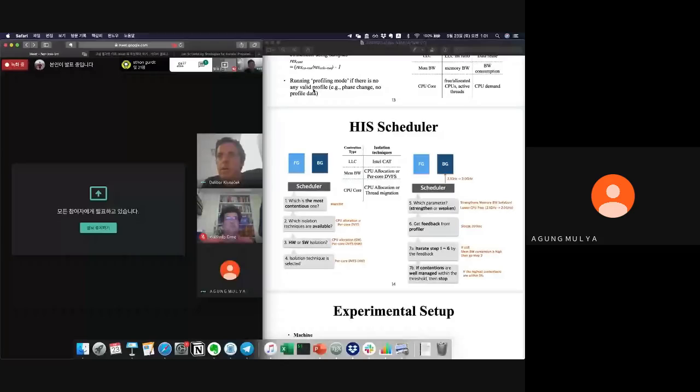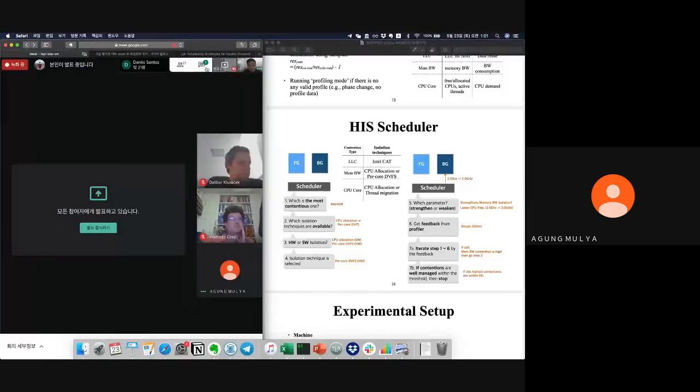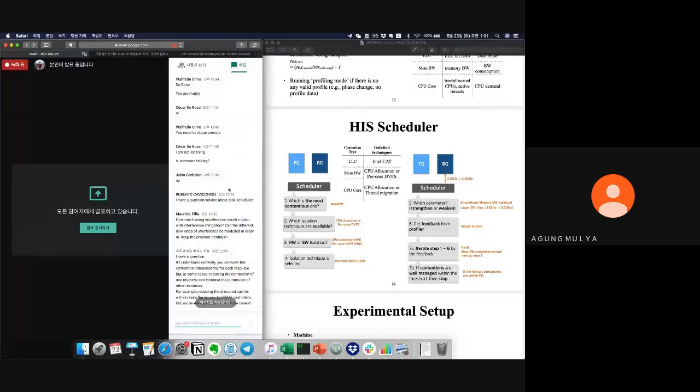Hi, I have a question. Thank you for the great talk. If I understand correctly, you consider the contention independently for each resource, right? So in some cases, reducing the contention of one resource can increase the contention of other resources. Do you investigate or consider those cases?